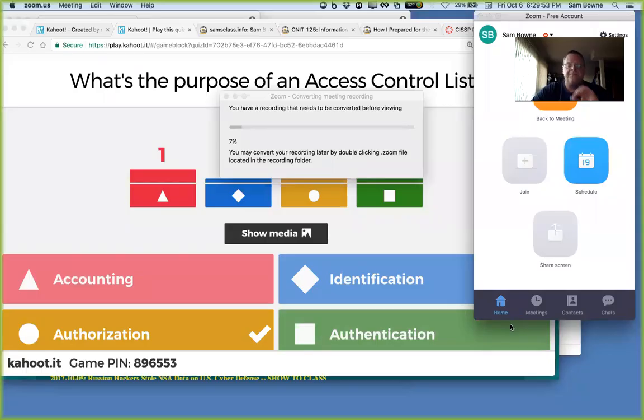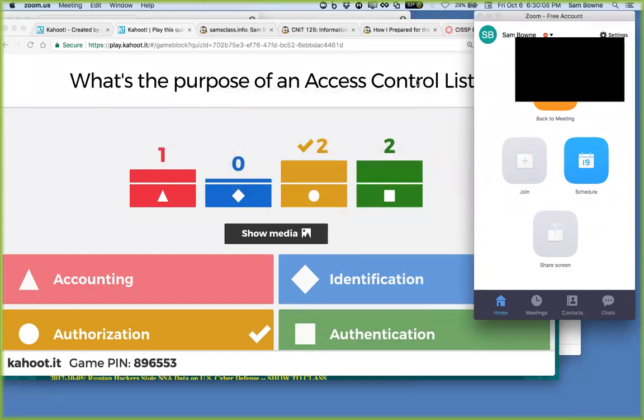Mute and share screen. All right, I'm back, and hopefully the other people will come back too. There come some people. Good. All right.